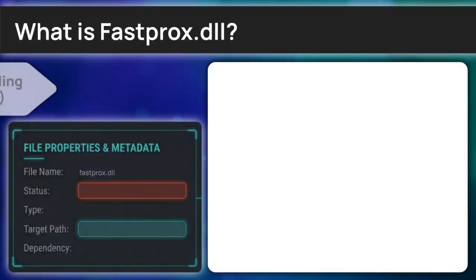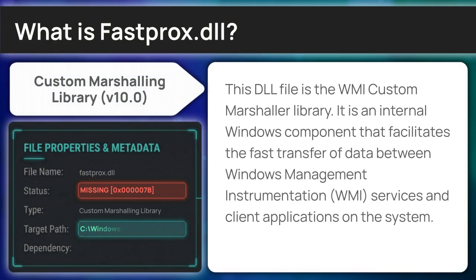This DLL file is the WMI Custom Marshaller library. It is an internal Windows component that facilitates the fast transfer of data between Windows Management Instrumentation (WMI) services and client applications on the system.